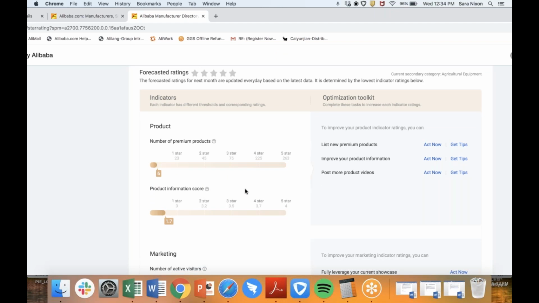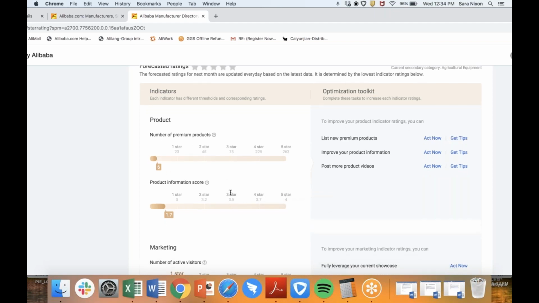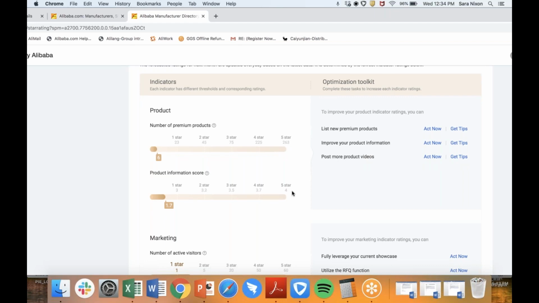The next indicator that we look at is the product information score. So we mentioned the score of your premium products. What the product information score is, it's your average score of all of your products. So each product is rated on a scale of 1 to 4. The more information that you have on your products, the better. So if you fill out all of your products with a lot of information, images, pictures, and a ton of detail, you'll be able to bump up your product information score.